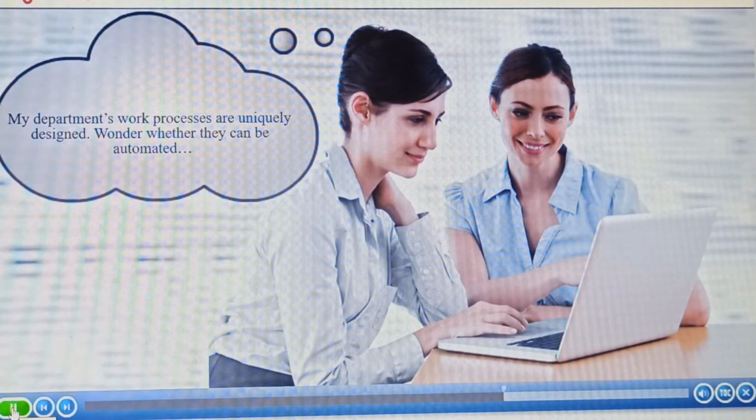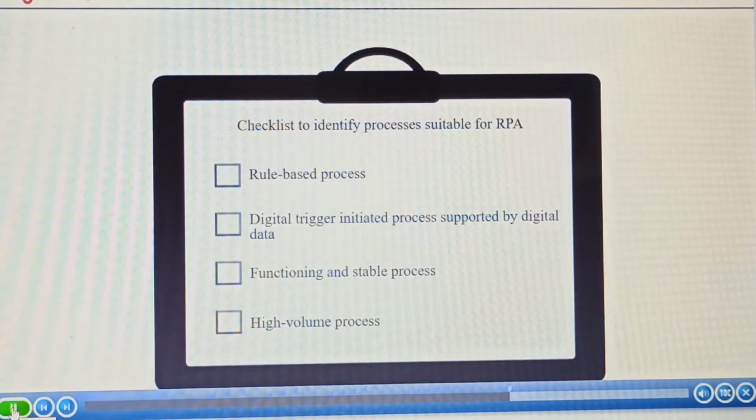If there is really so much to benefit from RPA, it is indeed worth a try. But Jessie is wondering if the uniquely designed work processes of her department can lend themselves to automation. Maria comes to her rescue and gives her a small checklist. She says this checklist can be used to identify processes that are suitable for RPA.